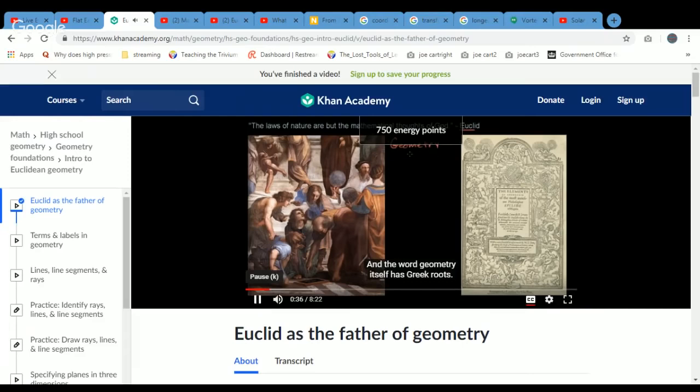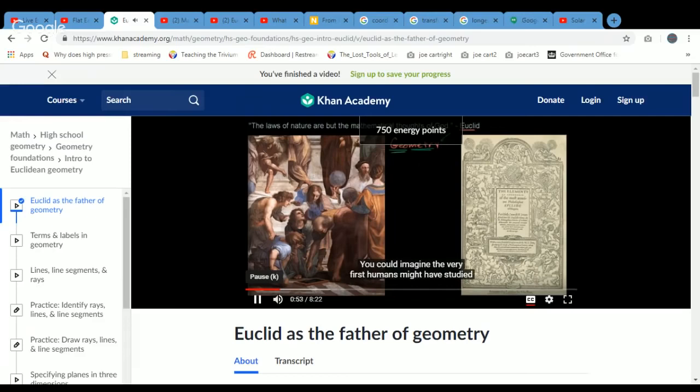And the word geometry itself has Greek roots. Geo comes from Greek for Earth. Metri comes from Greek for measurement. You're probably used to something like the metric system. And Euclid is considered to be the father of geometry, not because he was the first person who studied geometry.